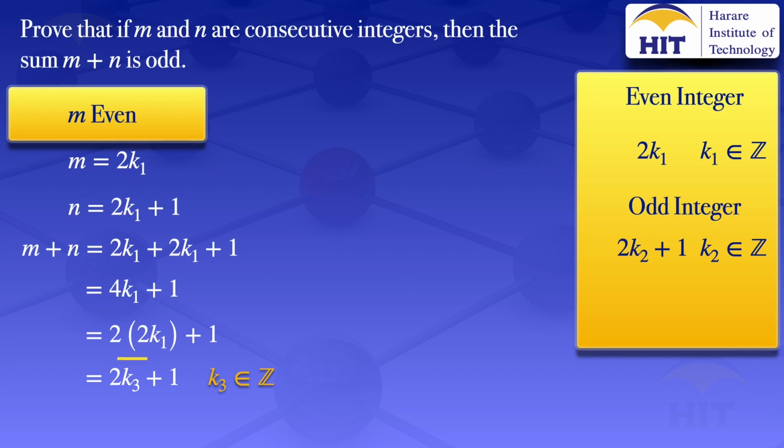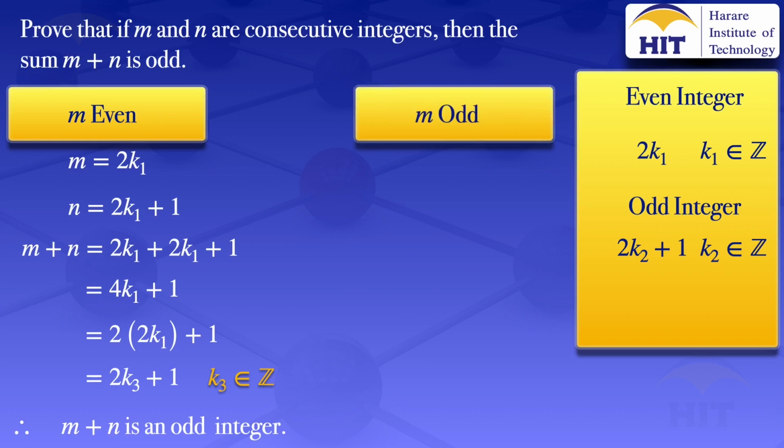But if we look at this expression that we are having now and compare it with the form of odd integers there, we see that 2k3 plus 1 is of the form of odd integers. So we can conclude that 2k3 plus 1 there is an odd integer. And if that highlighted part is an odd integer, we would conclude that the m plus n is an odd integer.